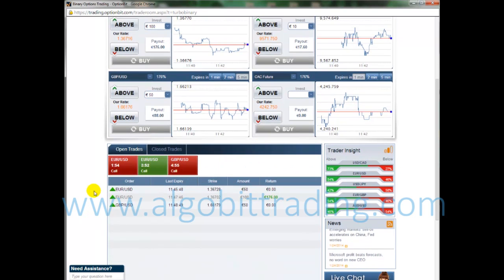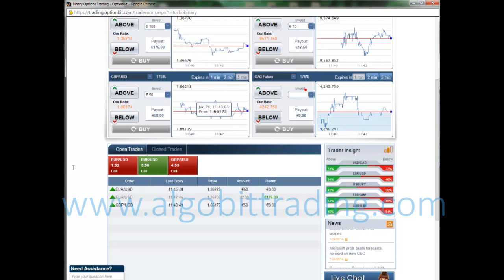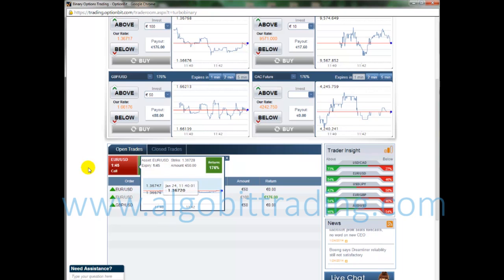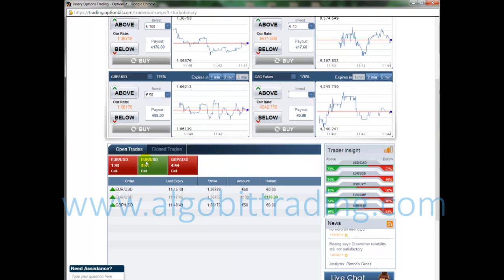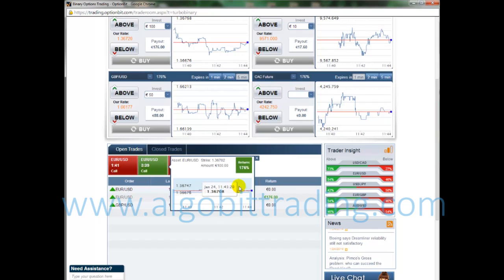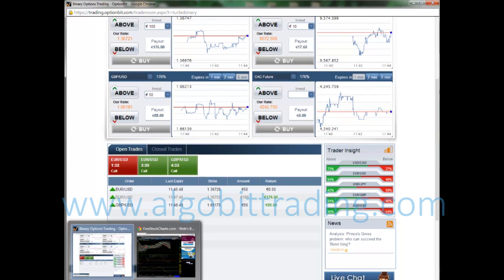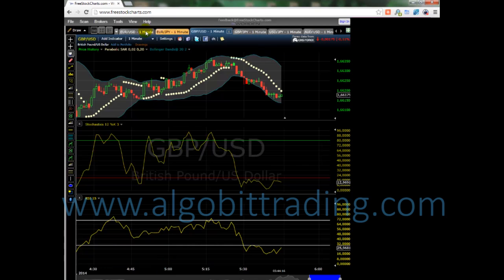and let us check what's happening with my open trades. So one trade is euro dollar, the first one that I entered. It is still below my entry position, and the second trade, in which I invested 100 euro, it is in the green, so it means it's a winning trade so far. So let us check that on the charts.